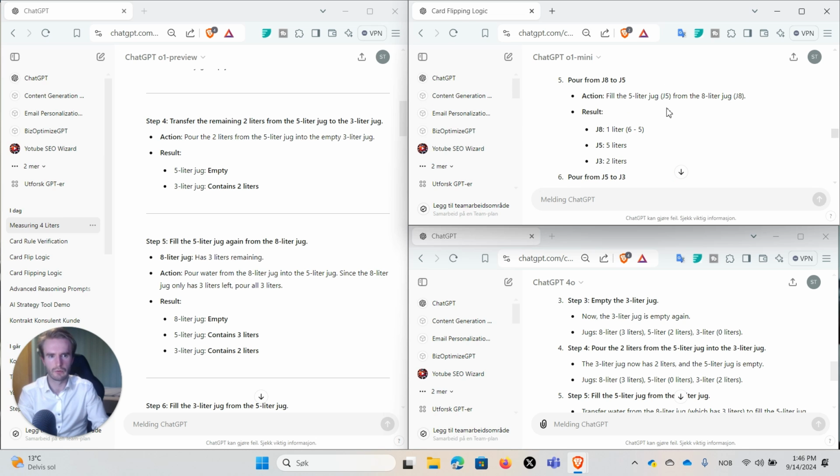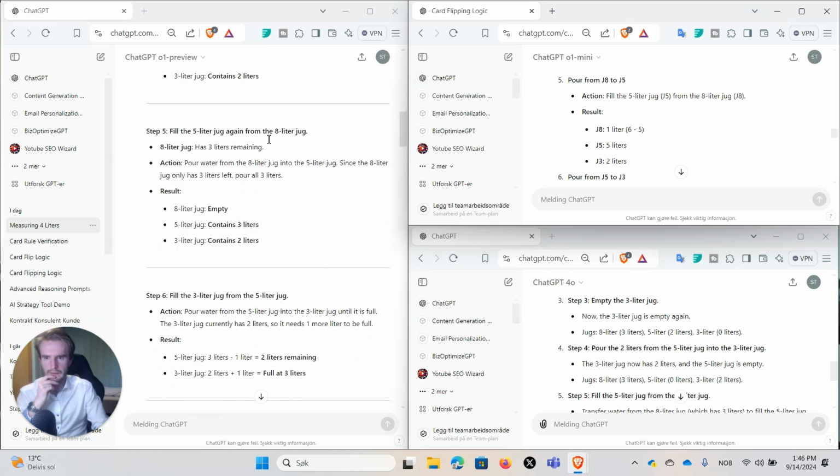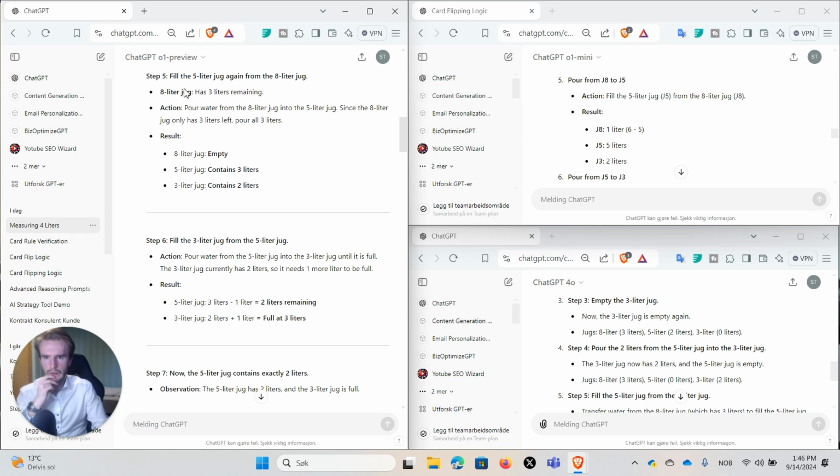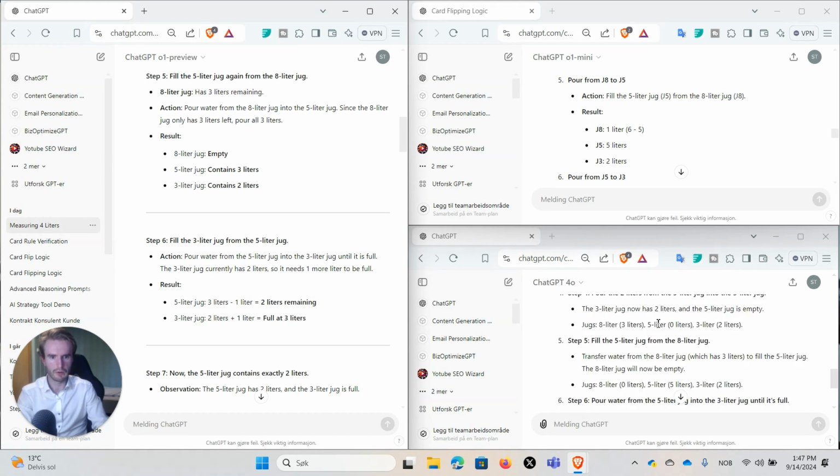filling the 5-liter jug from the 8-liter jug, which is, let us see here what actually happens. Step 5: fill the 5-liter jug again from the 8-liter jug. The 8-liter jug has 3 liters remaining. Pour water from the 8-liter jug into the 5-liter jug. Since the 8-liter jug only has 3 liters left, pour all 3 liters. So let's see the results here. From 8 over to 5, 8 over to 5, and here 8 over to 5, so they all agree on the 5th step here.